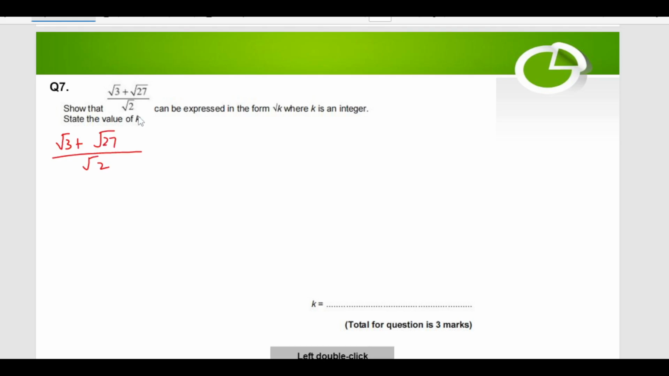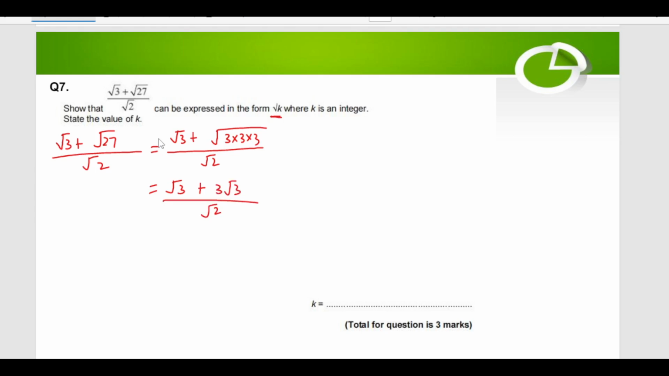Okay, so we have this question here, can be expressed in the form of square root k. So we are just simplifying this, meaning we will rationalize this. So this is root 3, this 27 can be written as 3 times 3 times 3, right? So we have root 2 here. So 3 plus this is 3 root 3. I think now you can easily do that. So we don't need any root in the denominator. So to rationalize, we will multiply with the same number. So when you multiply here this square root to this side, it will become square root 6 plus 3 times square root 6 over 2.